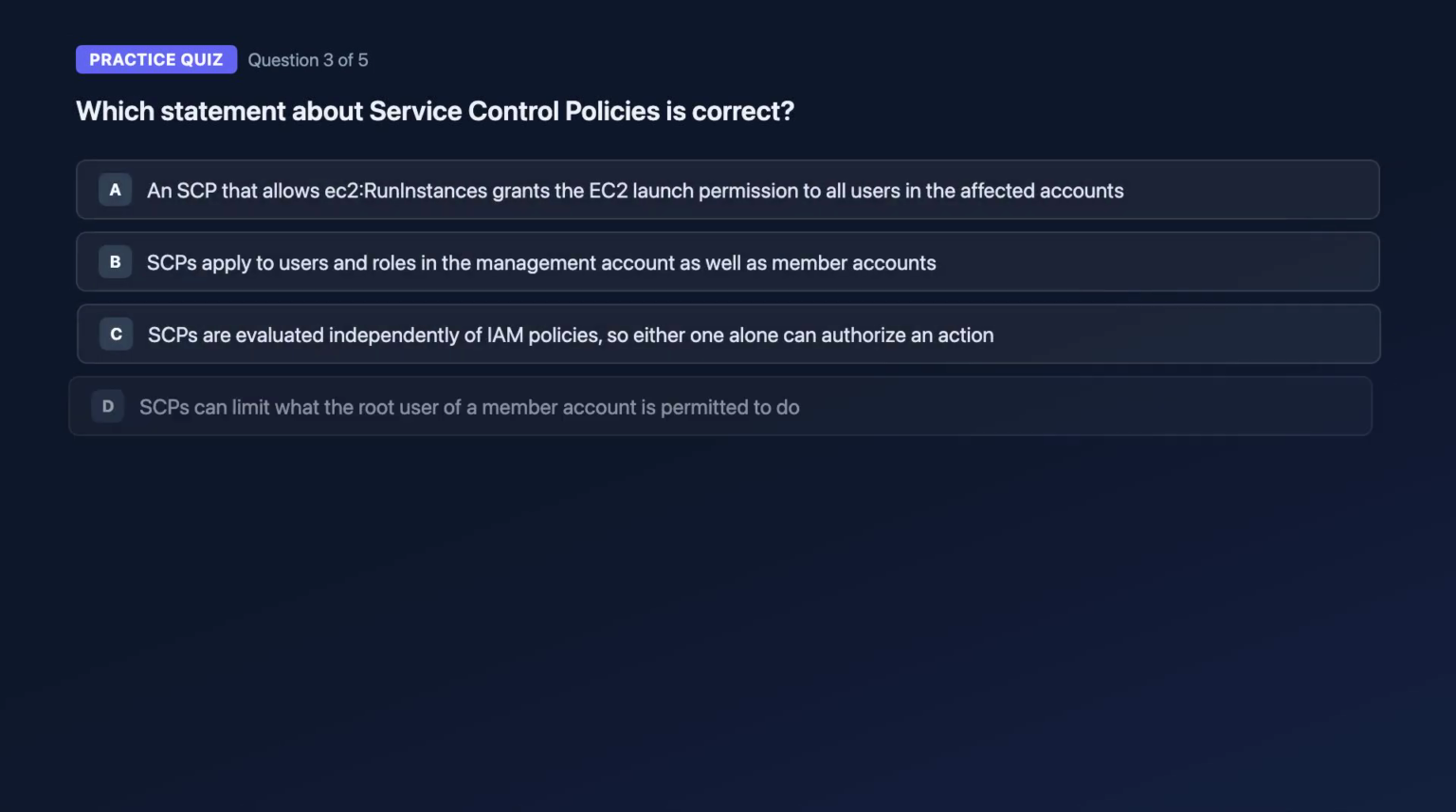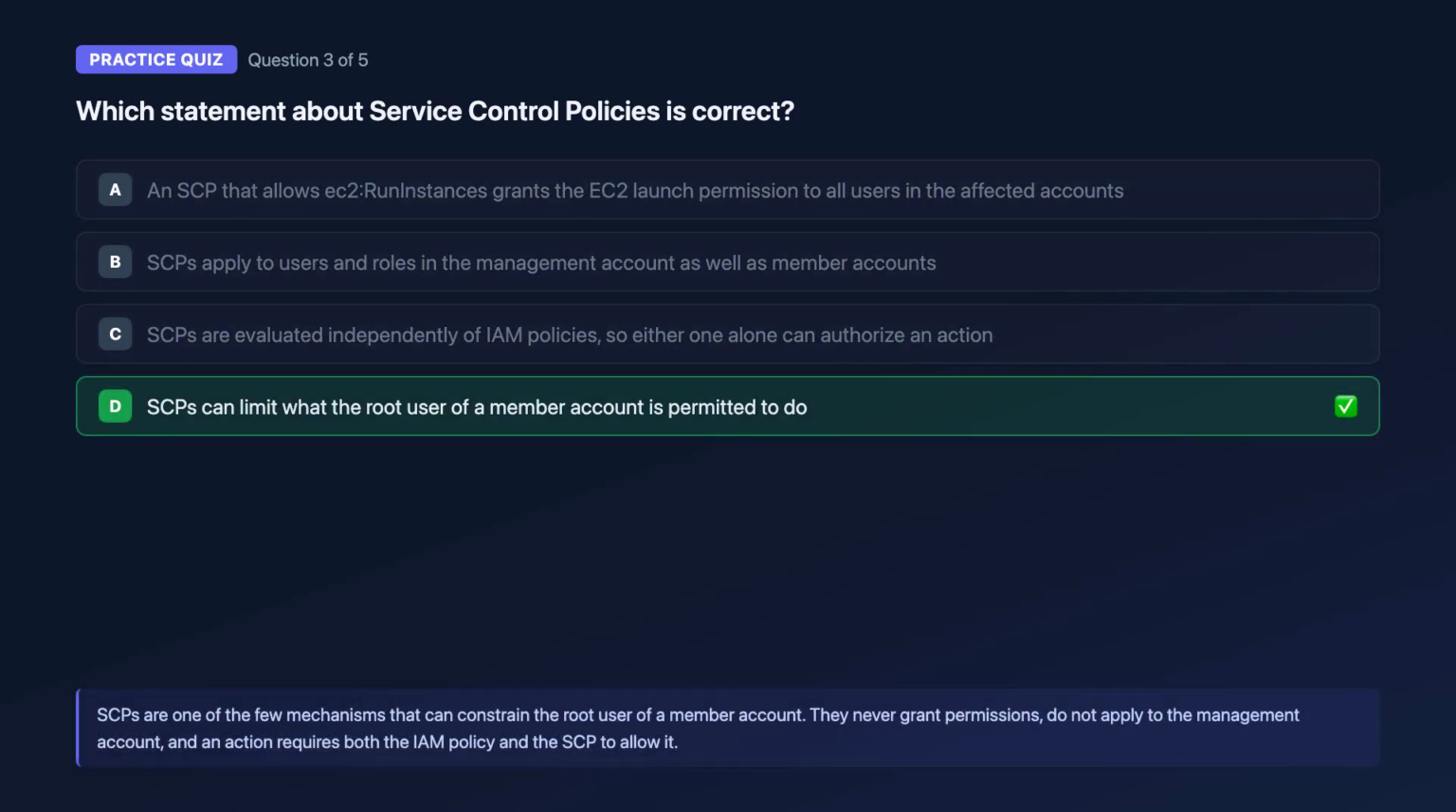Question 3. Which statement about service control policies is correct? A. An SCP that allows EC2 run instances grants the EC2 launch permission to all users in the affected accounts. B. SCPs apply to users and roles in the management account as well as member accounts. C. SCPs are evaluated independently of IAM policies, so either one alone can authorize an action. Or D. SCPs can limit what the root user of a member account is permitted to do. Run the decision rule from earlier before you answer.